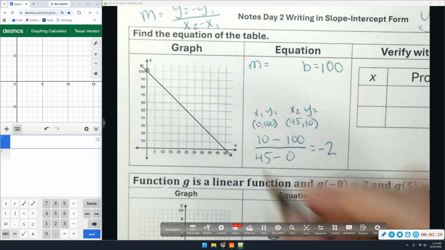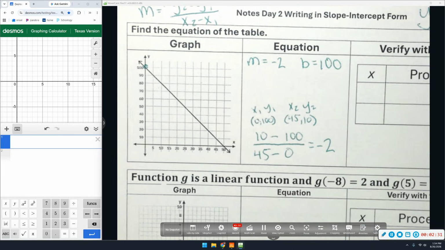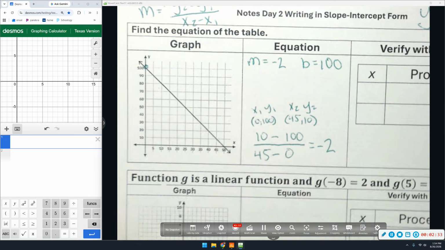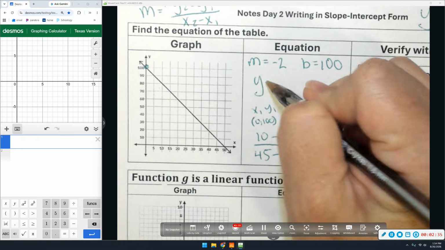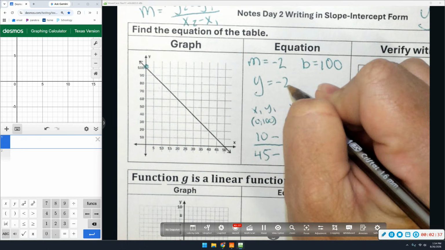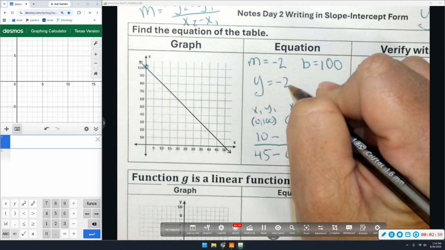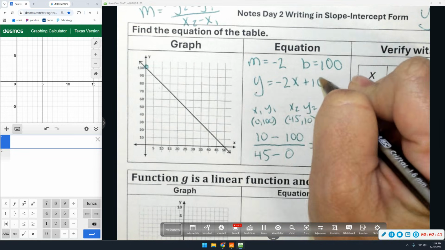Perfect. There's our slope. Do we have enough information to write our equation? Yes. So my equation is y equals m, which is -2. What always comes after m? X plus my b, which is 100.